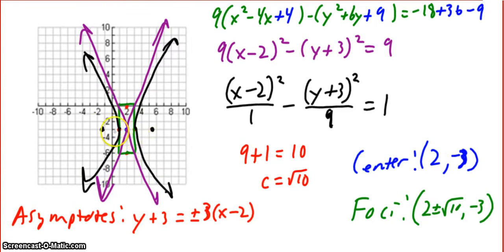Keep in mind, in this picture, the black curves are the only actual part of the hyperbola. Everything else is just used to graph it. The black dots are the foci.